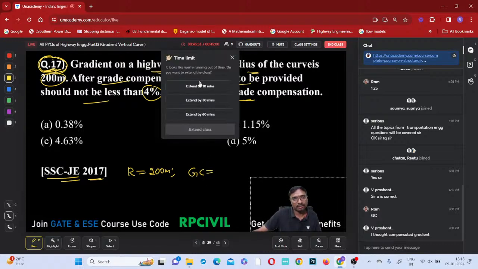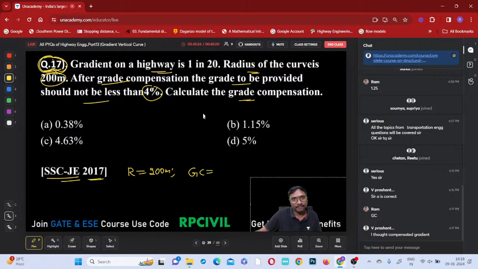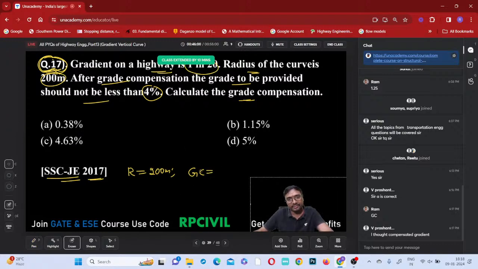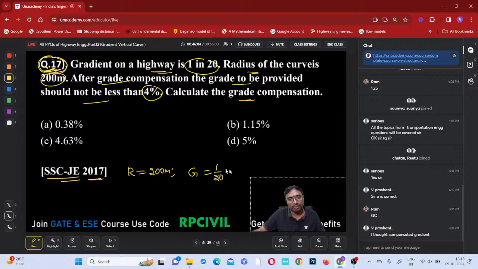The original gradient is 1 in 20, right? 1 in 20 means how much percentage? 5%, no? Now tell me what is the grade compensation?